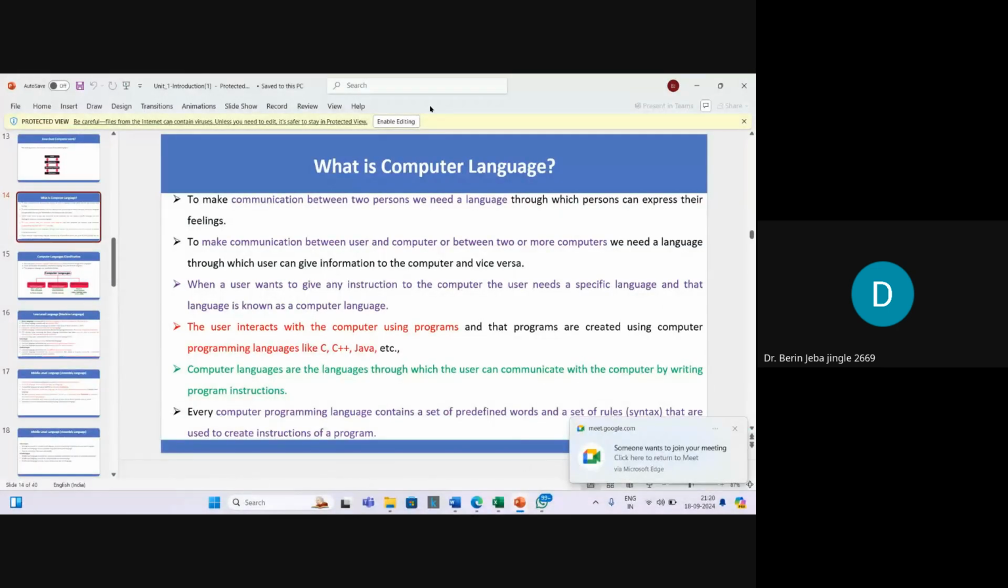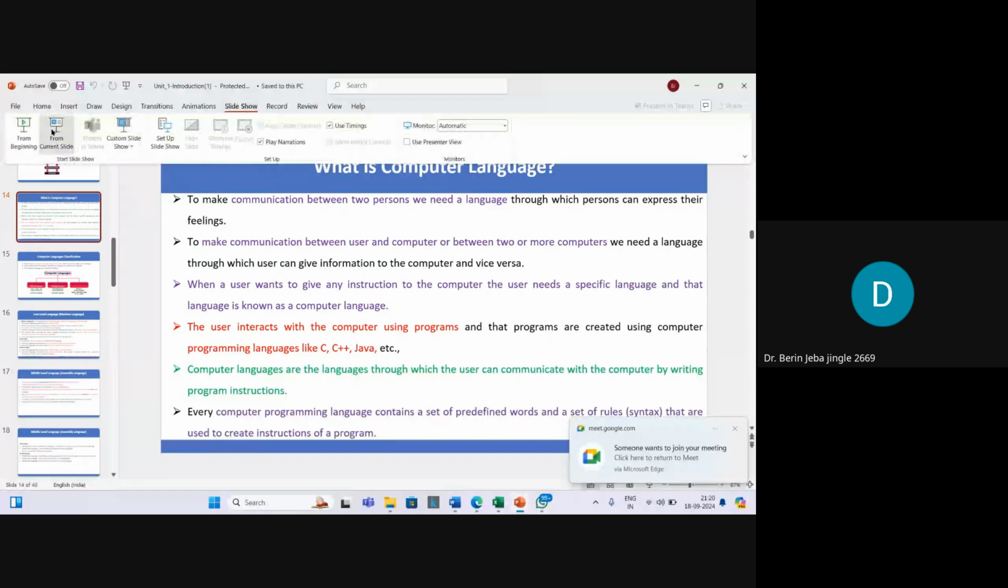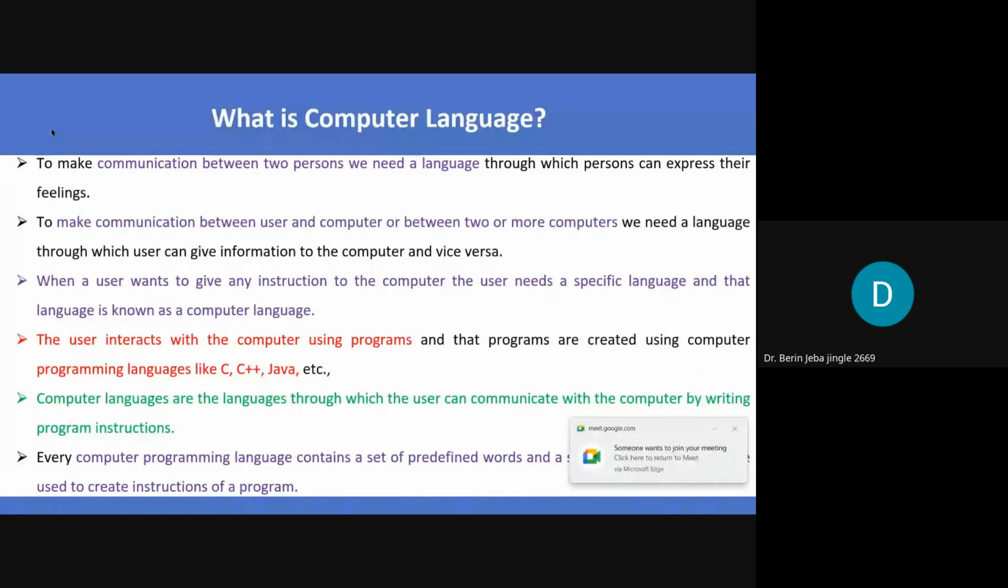See here, what is computer language? If two persons communicate with each other, there we need a known language. We need a language to communicate with each other. Likewise, when a user wants to interact with a computer, they need some language to interact. Those languages we call computer languages.